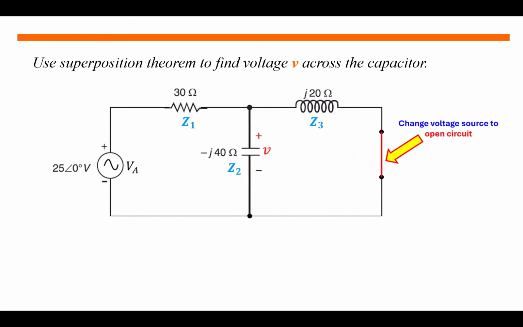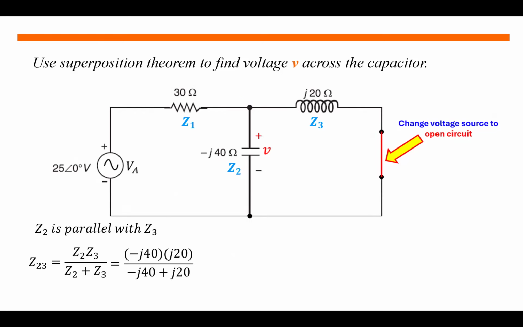So the other one, papalitan natin ng short circuit. Sorry, this is short circuit. It should be short circuit. Then Z sub 2 is parallel with Z sub 3, and getting the impedance of these two, Z sub 2 and Z sub 3, then we call it Z sub 23. So that is product over sum. So negative J40 multiplied by J20 all over the sum of these two impedances, and we will get J40, or simply 40 angle 90 degrees.